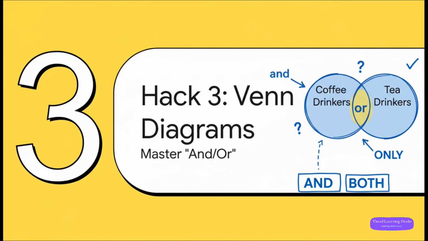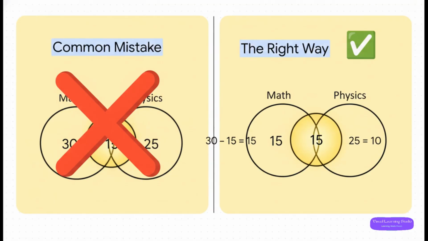Our final hack is an absolute secret weapon for any problem that throws around words like and, or, both, or only. The Venn diagram. And it's way more than just a couple of overlapping circles. It's a tool for sorting out confusing groups with total clarity. Now listen carefully, because this is the #1 mistake everyone makes. They see 30 passed math and they just write 30 in the math circle. No. The secret to Venn diagrams is you always start from the middle, from the overlap. We know 15 students passed both, so we put 15 in that intersection first. Then we figure out the only sections. So the number who passed only math is the total of 30 minus that 15 in the middle, which is 15. And only physics is 25 minus that 15, which is 10.